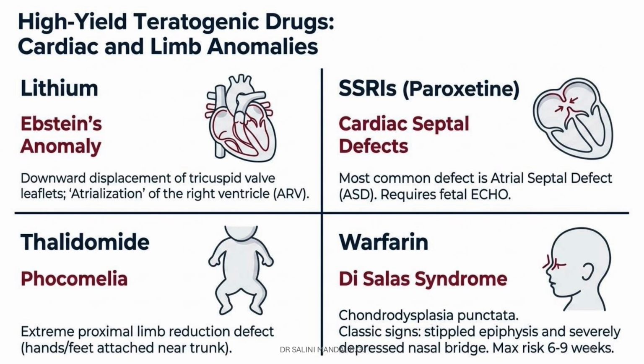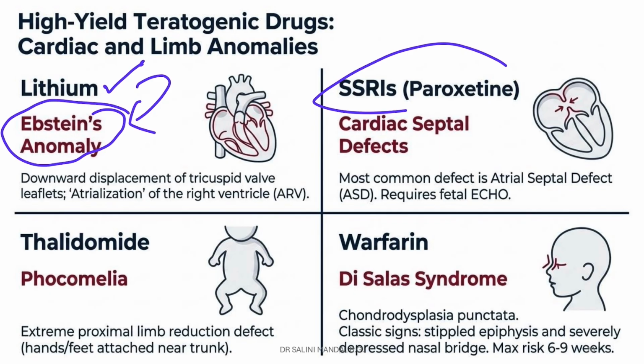If there is an exposure to lithium, remember the baby is going to get Ebstein's anomaly, wherein there is downward displacement of the tricuspid valve leaflets, and even atrialization of the right ventricle will be there. So lithium, Ebstein's anomaly. With paroxetine, SSRIs and all that, there is going to be cardiac septal defect. The most common one is atrial septal defect.